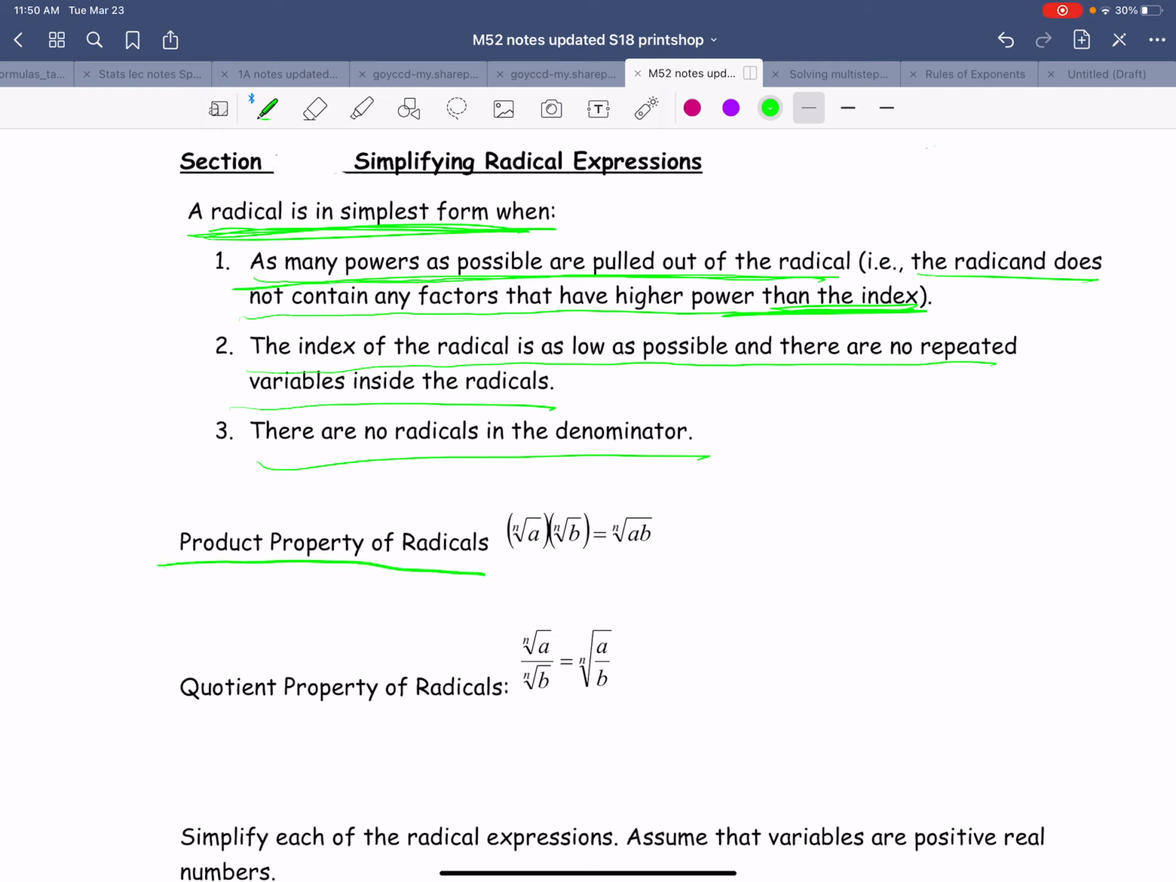The product property of radicals says as long as the index is the same, so this is the condition, the index must be the same, you can combine the 2 radicals into one and write it as a product. You can also do it backwards. You can break a radical into 2 separate radicals with the same index. And the same thing for the quotient rule of radicals. You can write it as a single fraction inside the radical, or you can separate into 2 fractions, one radical in the numerator, one radical in the denominator, as long as the index is the same.